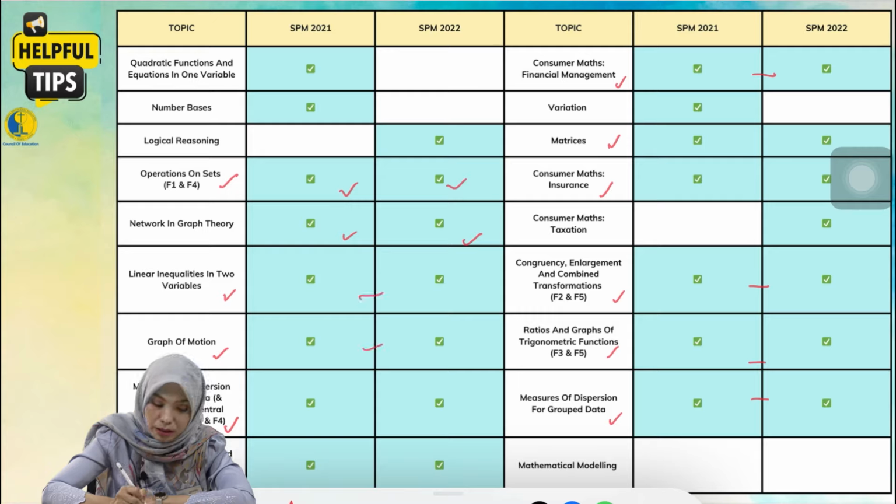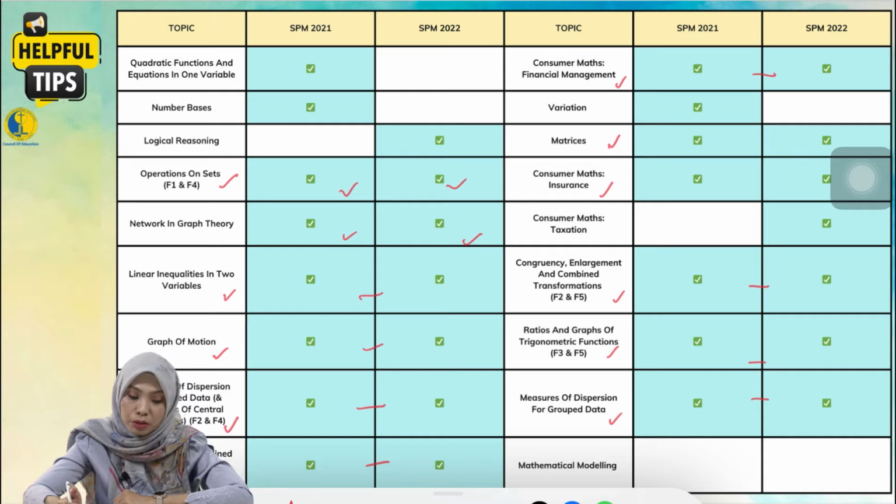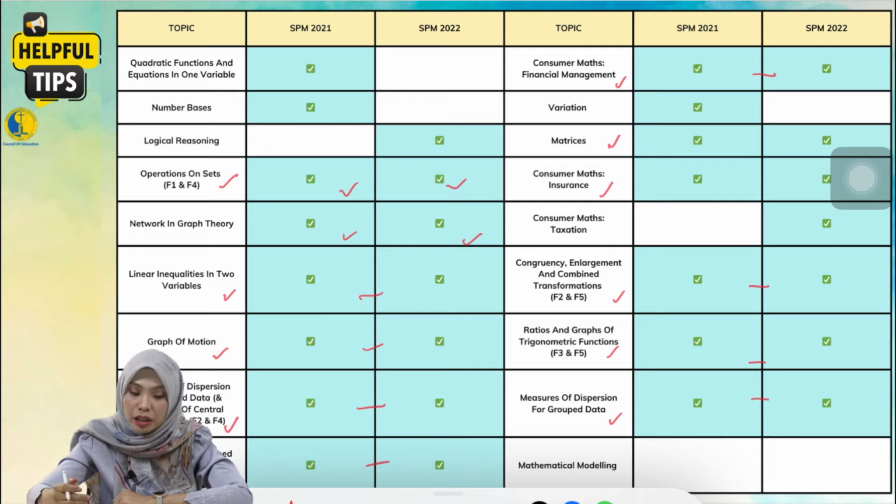So it can come out also this year. It can come out thrice. So we never know what will happen this year. So please don't make a conclusion that once it already came out, it won't come out. Oh, it's already come out twice lah, teacher. It's already come out in SPM 2021 and 2022. It's quite impossible to come out again in 2023. Don't ever dare to say that.